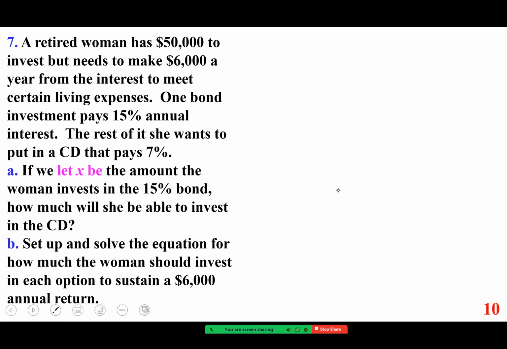Could somebody read this question, please? A retired woman has $50,000 to invest, but needs to make $6,000 a year from interest to meet certain living expenses. One bond investment pays 15% annual interest. The rest of it she wants to put in a CD that pays 7%. If we let X be the amount the woman invests in the 15% bond, how much will she be able to invest in the CD? B, set up and solve the equation for how much the woman should invest in each option to sustain a $6,000 annual return.